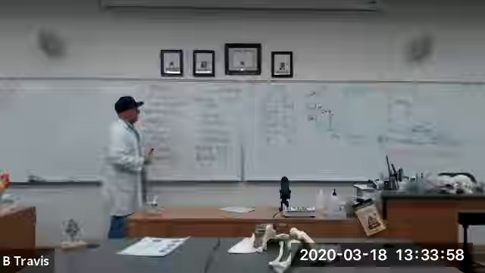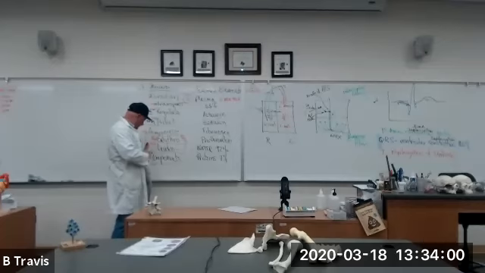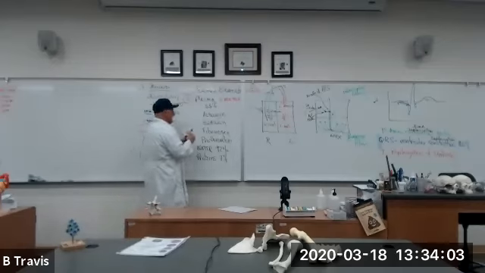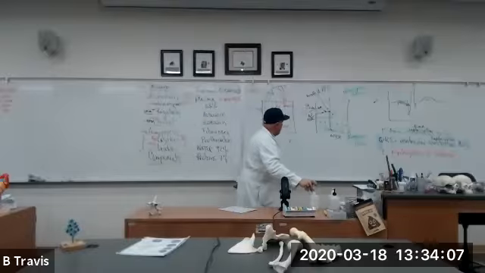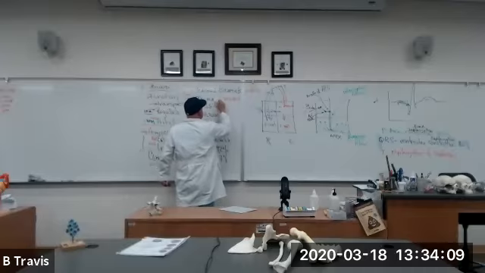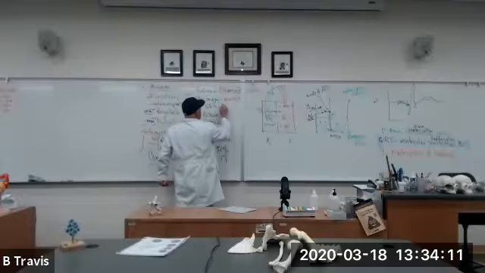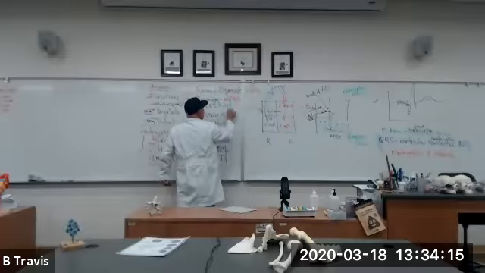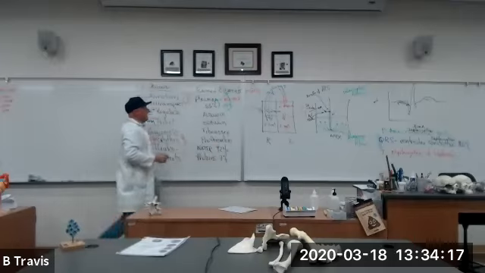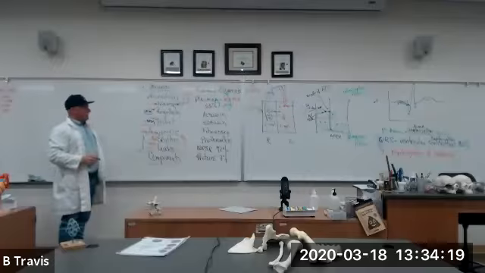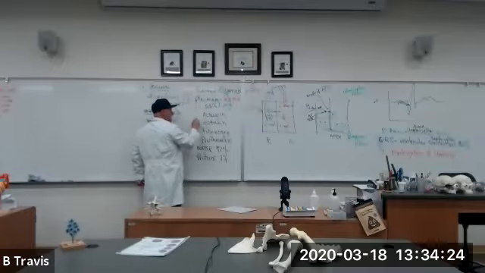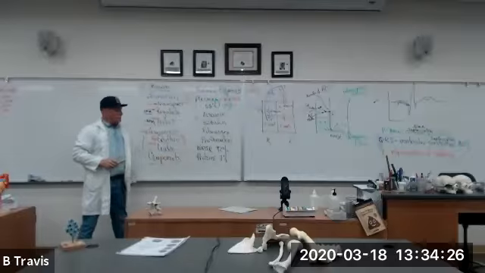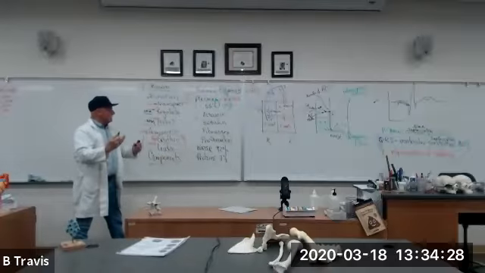55% of blood in this jar is plasma. The other 45% is the formed elements, the cells. Okay? So what we're going to do is take plasma first, and then we'll come back to the formed elements. Okay, what is in plasma?